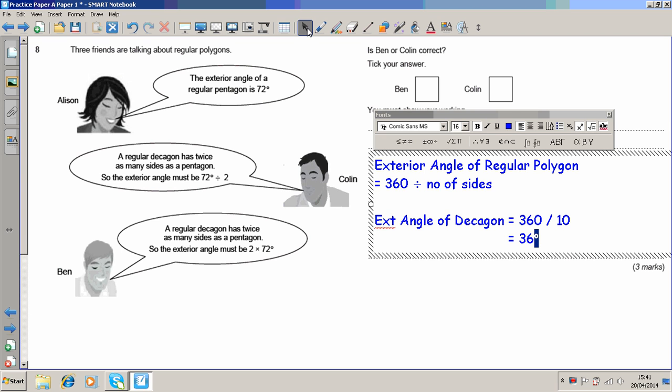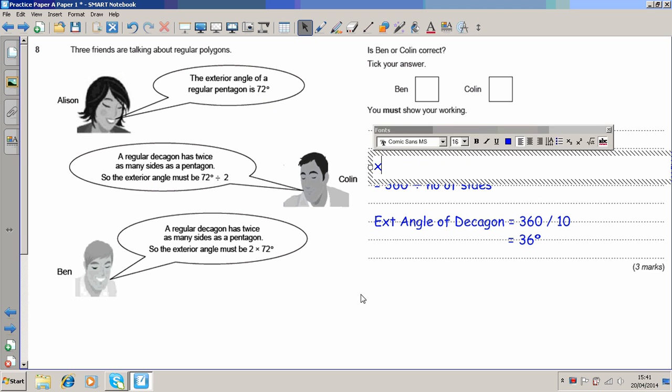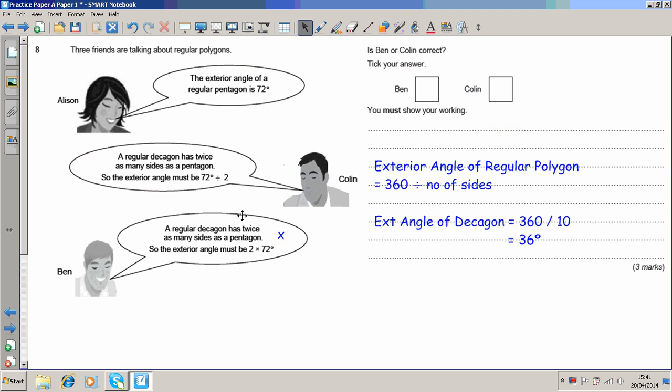So now we know that, who is going to be correct? Is it going to be Colin or Ben? Well, 36 degrees. 72 times 2 is 144. 72 divided by 2 is 36. So Colin is correct. Well done, Colin.